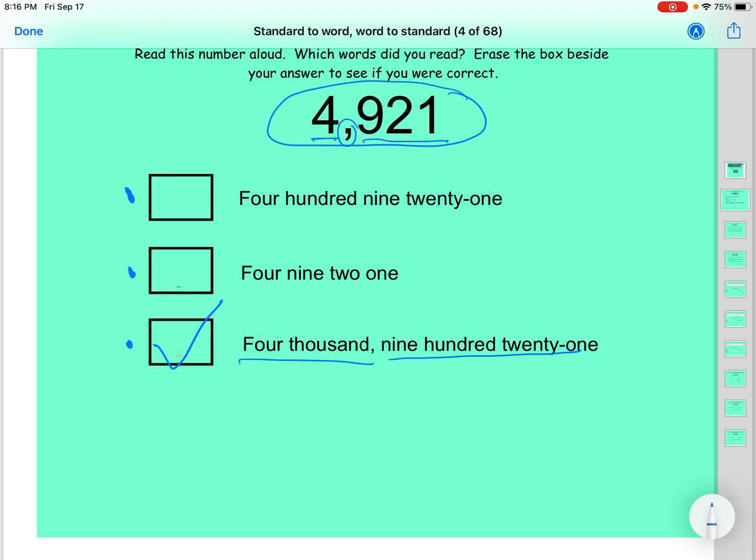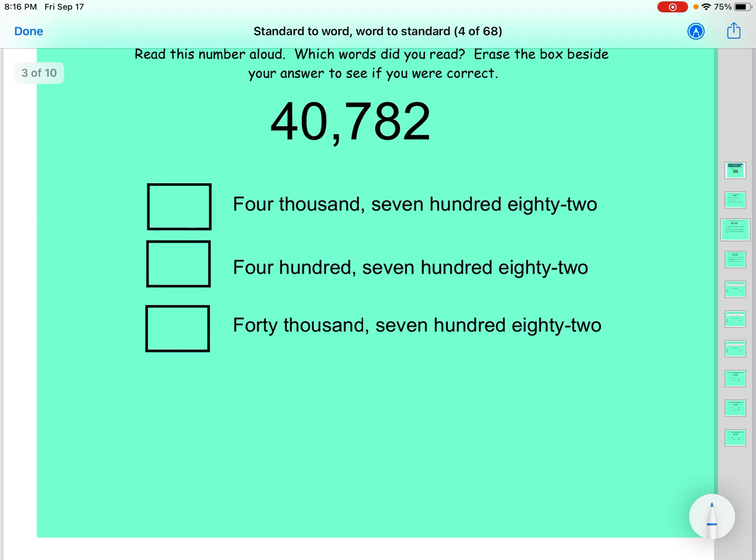4,921. Let's try a larger number. Again, break it down into the two chunks. Say 1,000 when you get to the comma. 40,782.